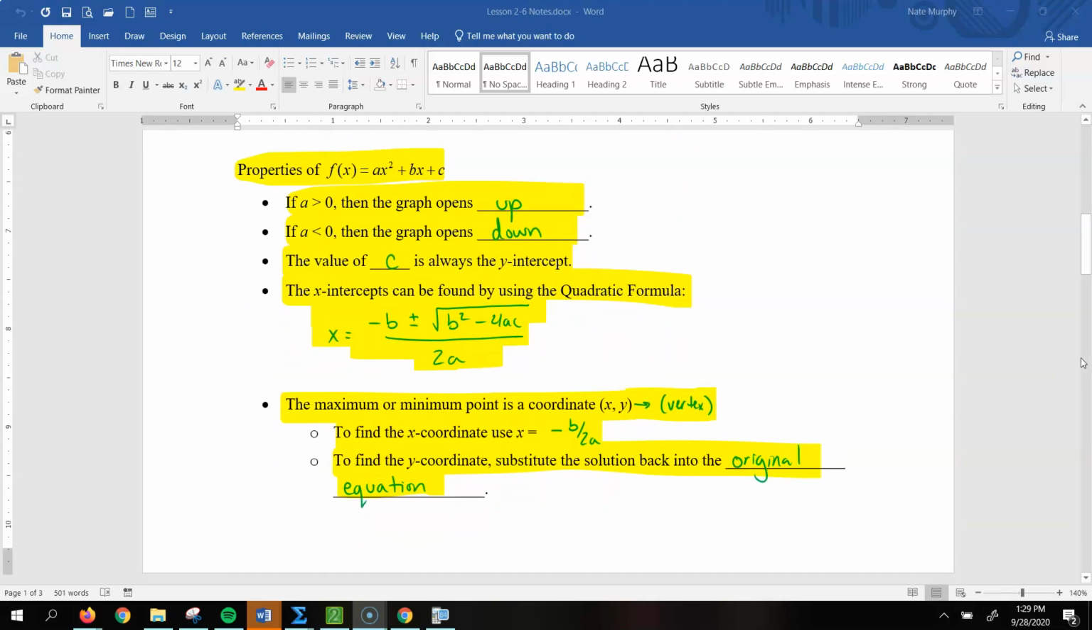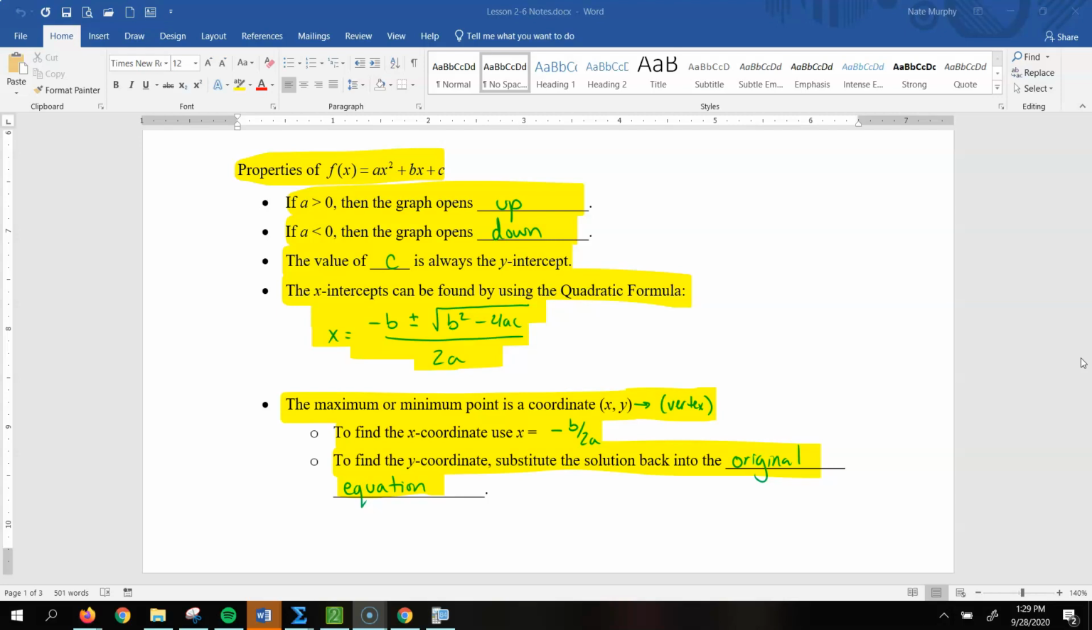If it's in standard form, to find the vertex, that's going to be a coordinate, remember, an x and a y. To find the x coordinate, we're always going to take the opposite of b divided by 2a. It's kind of like the quadratic formula, only without the square root part. That will always give you the x value for the vertex. To find the y coordinate, we take whatever we get for x and plug it into the equation. That's an easy way to find the y value.